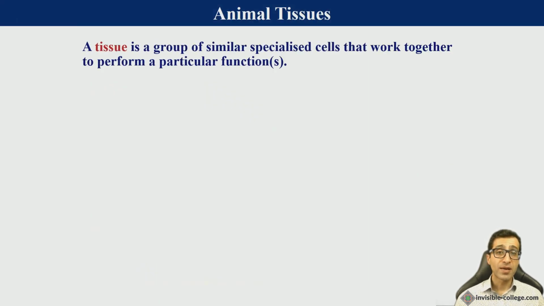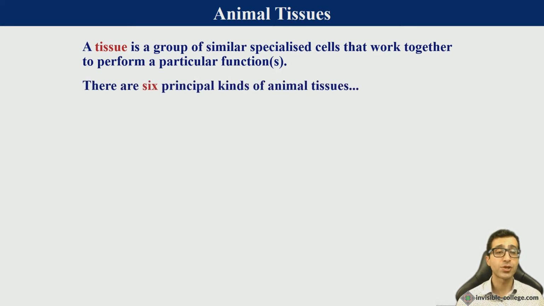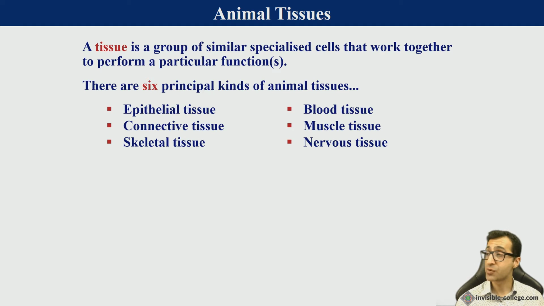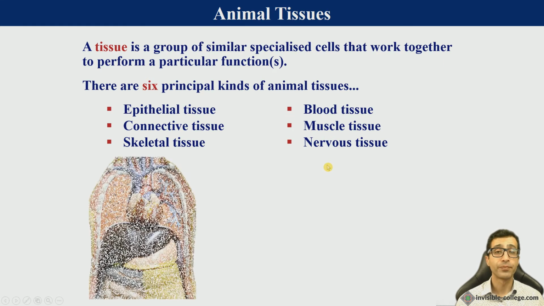So, we mentioned that a tissue is a group of specialized similar cells which work together to perform a particular function or functions. Now, in animals, there are 6 principal kinds of animal tissue, which you should be familiar with to some extent. So, there is epithelial tissue, there is connective tissue, there's skeletal tissue, there's blood tissue, there's muscle tissue, and there's nervous tissue. So all of these different kinds of tissues, many of these can be found in the same organs.